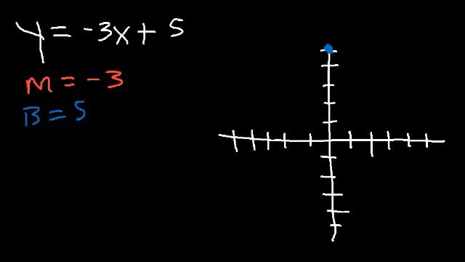Now notice that the slope is a negative number. When the slope is negative, that means the graph is going to be decreasing. So as you move to the right, it's going to be going down. If the slope is positive, the graph will be increasing. When the slope is 0, you have a horizontal line. If the slope is 1 over 0, it's going to be a vertical line.